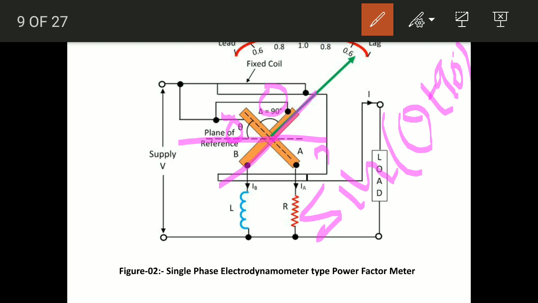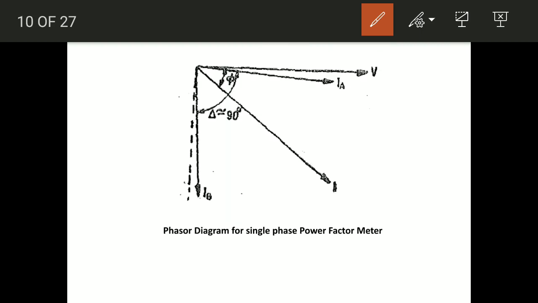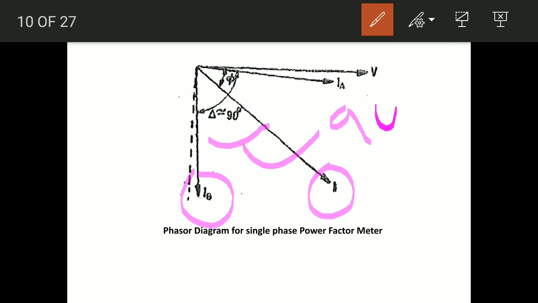Whereas if you are interested to find out the angle between your main current I and the current flowing through coil B, in that case we need to take the reference of the phasor diagram. So let's go to the phasor diagram section. From this phasor diagram it is very clear that the angle between current I, which is the system current, and the current flowing through coil B, that is IB, is equal to 90 minus phi.